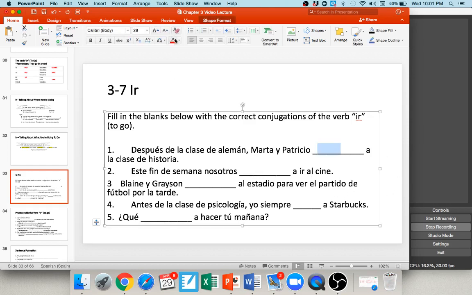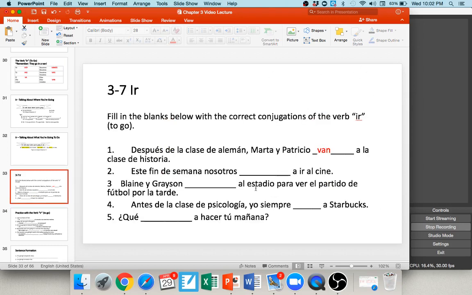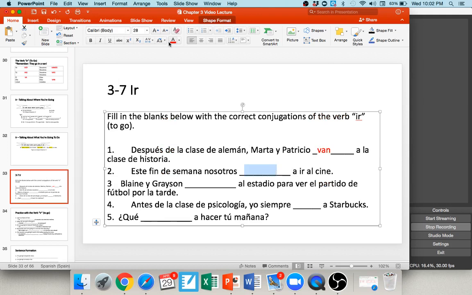So we're going to say that Marta and Patricio van a la clase de historia. Let's try one more. Este fin de semana, this weekend, nosotros blank a ir al cine. So this weekend, we are going to go to the movies. Well, nosotros means we. If you find the ir word that goes with nosotros, you have vamos. And we're going to say that nosotros vamos a ir al cine. We're going to go to the movies.